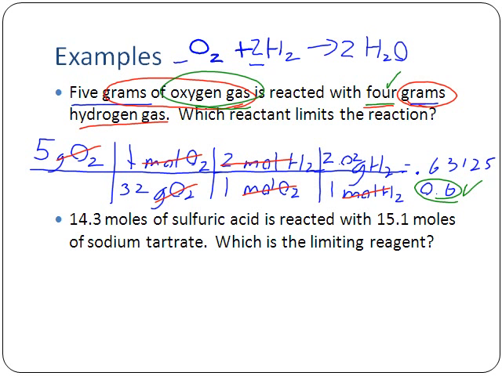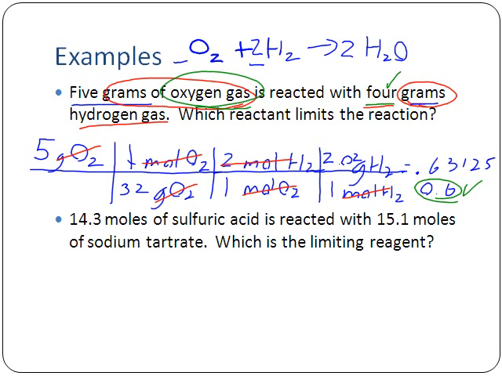And so this is my final answer. Oxygen gas must be my limiting reagent because the hydrogen has a whole lot left over whenever it's done. We only needed 0.6. We have 4 available. So that's how you figure out which one's a limiting reagent. Let's work out a second one.